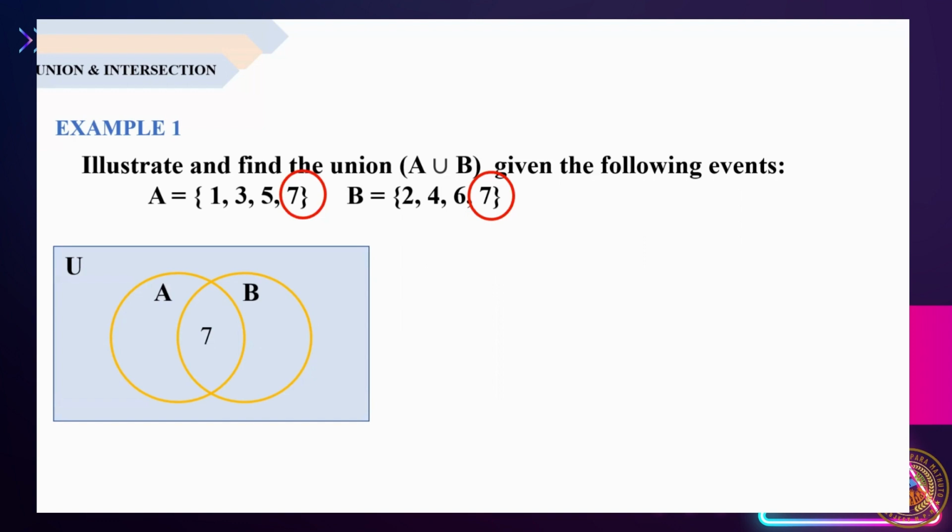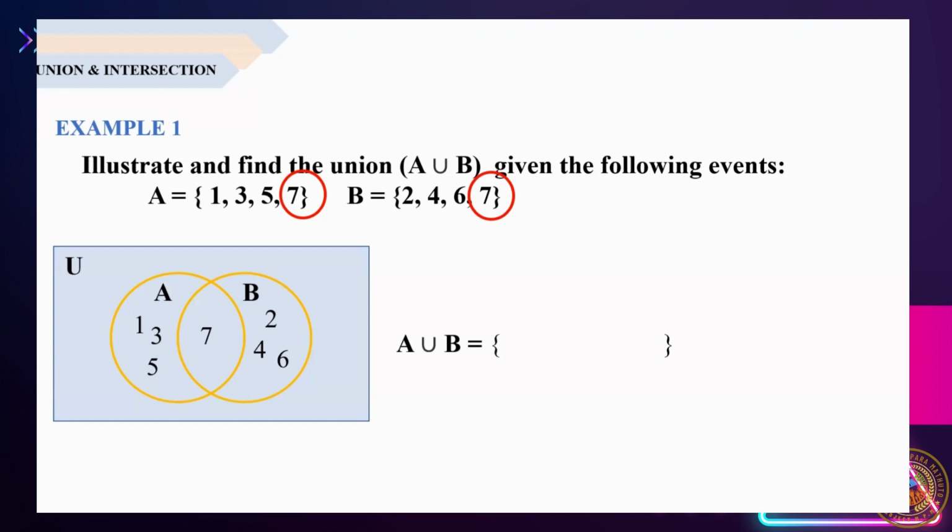Now, let us write the remaining events, starting with A. What is left are 1, 3, and 5, because we already placed 7 in the middle since it is also found in the events of B. Then the possible events of B are 2, 4, and 6. And 7 was placed in the middle because it is also found in the events of A. So that is the illustration of the union of A and B.